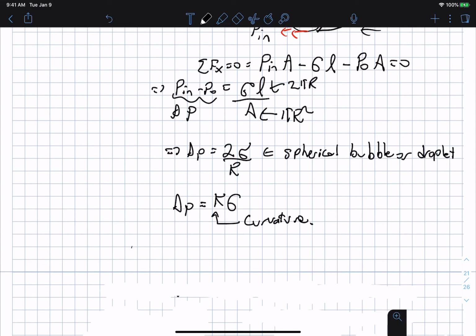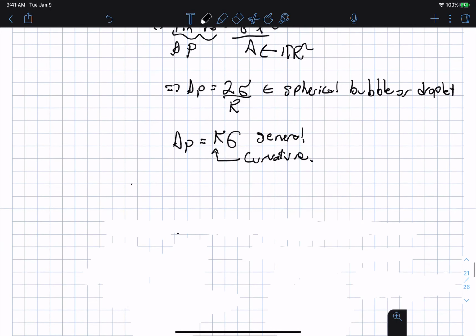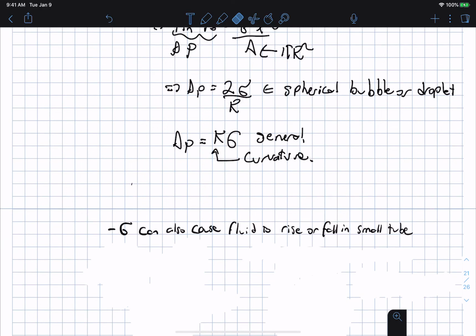Okay, and this is the general formula that you would use. And the other thing that surface tension causes is, surface tension, or sigma, can also cause fluids to rise or fall in small tubes. That is, it can cause capillary forces.